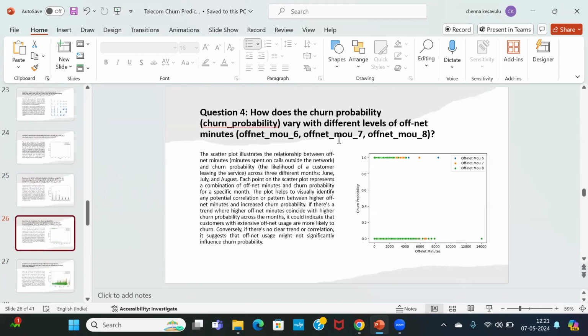And the fourth question is, how does the churn probability vary with the different levels of off-net minutes? The scatter plot illustrates the relationship between off-net minutes and churn probability across the three different months, June, July, and August. Each point on the scatter plot represents a combination of off-net minutes and churn probability for a specific month. If there is no clear trend or correlation, it suggests that off-net usage might not significantly influence churn probability.